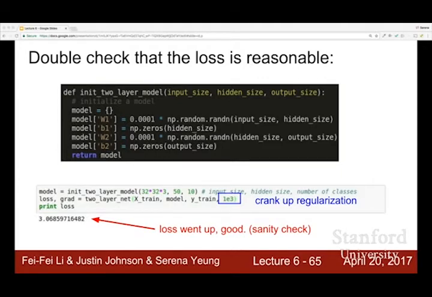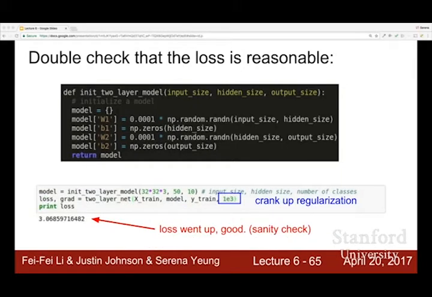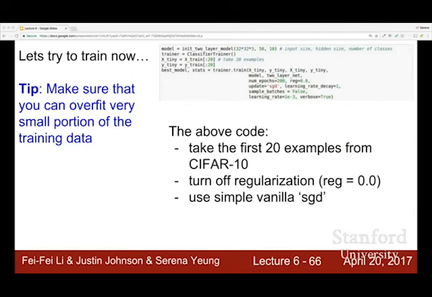Once we've seen that our original loss is good, first we do this with zero regularization. When we disable the regularization, our only loss term is the data loss, which gives 2.3 here. Now we want to crank up the regularization, and when we do that, we want to see that our loss goes up, because we've added this additional regularization term. This is a good next sanity check. And then we can start training.